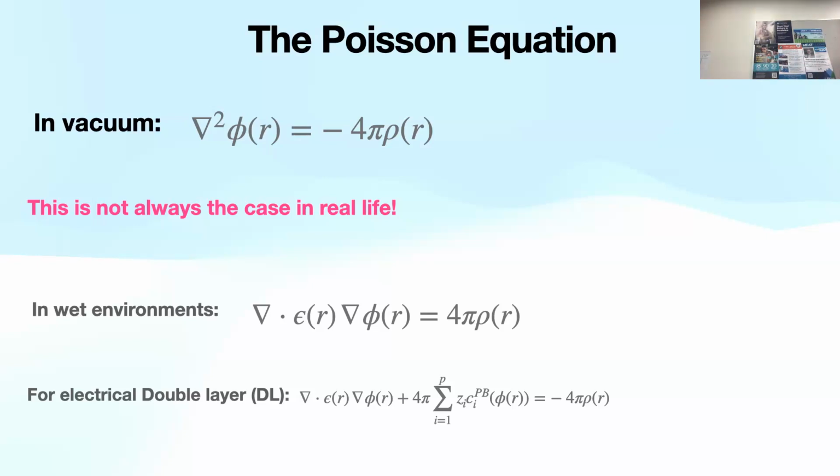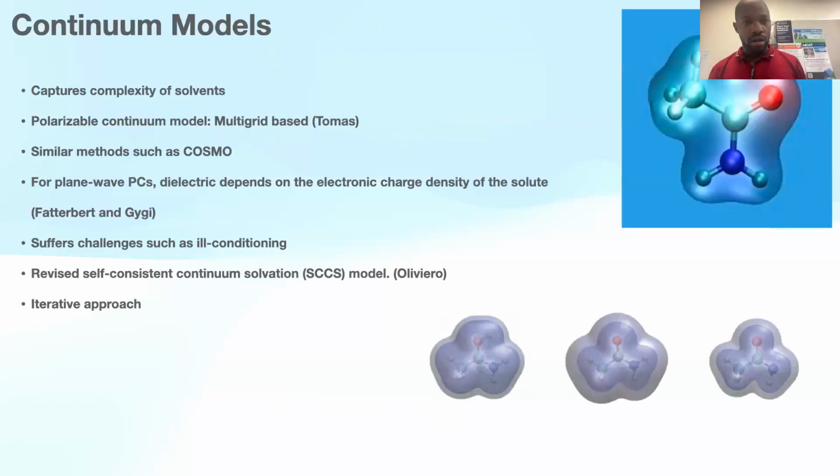Or we can even have the Poisson-Boltzmann equation if we have ionic situations, if we have ions in the system. Now, there's a little term that I've introduced here, and I want to call that the dielectric function.